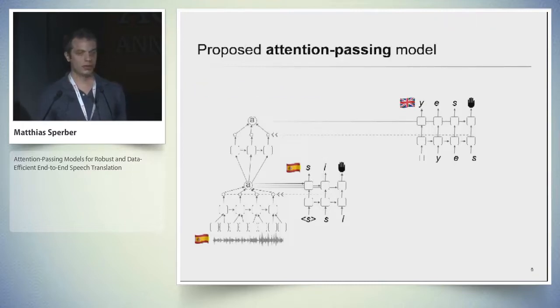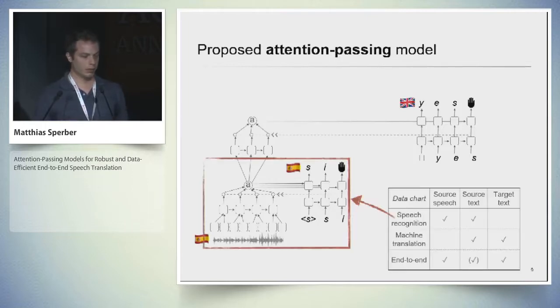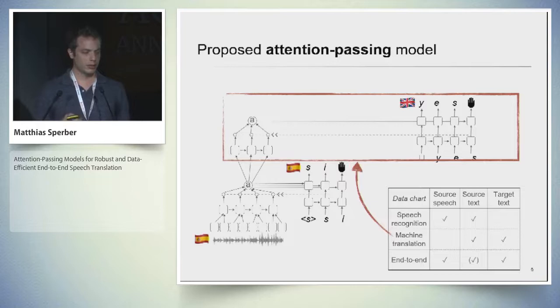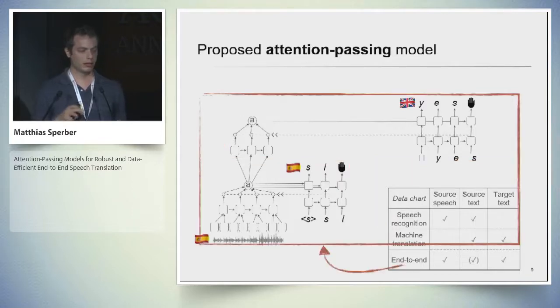So that now leads me to the proposed model, which we call the attention passing model, and it aims to address both of these problems, namely the data efficiency problem and the error propagation problem. Like the previous models, it can also be trained in a multitask fashion, which is a requirement in order to get the auxiliary data into the model. So we can train this part of the model on ASR data, this part of the model on MT data, and then we need some end-to-end data to also train it fully.